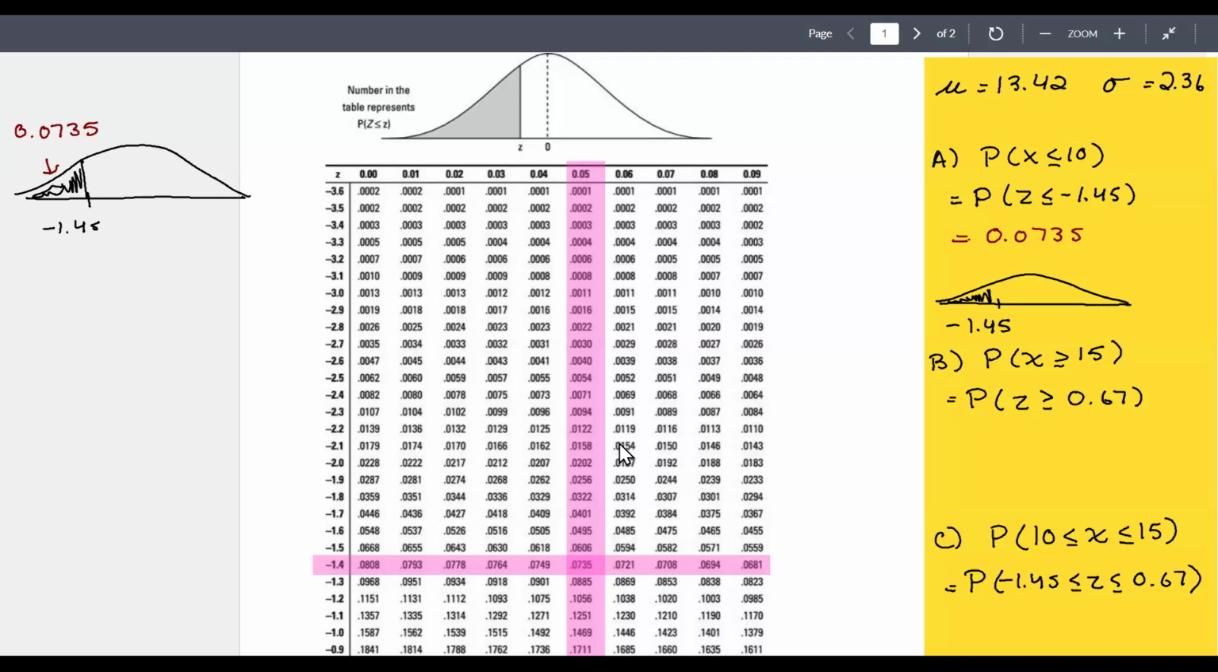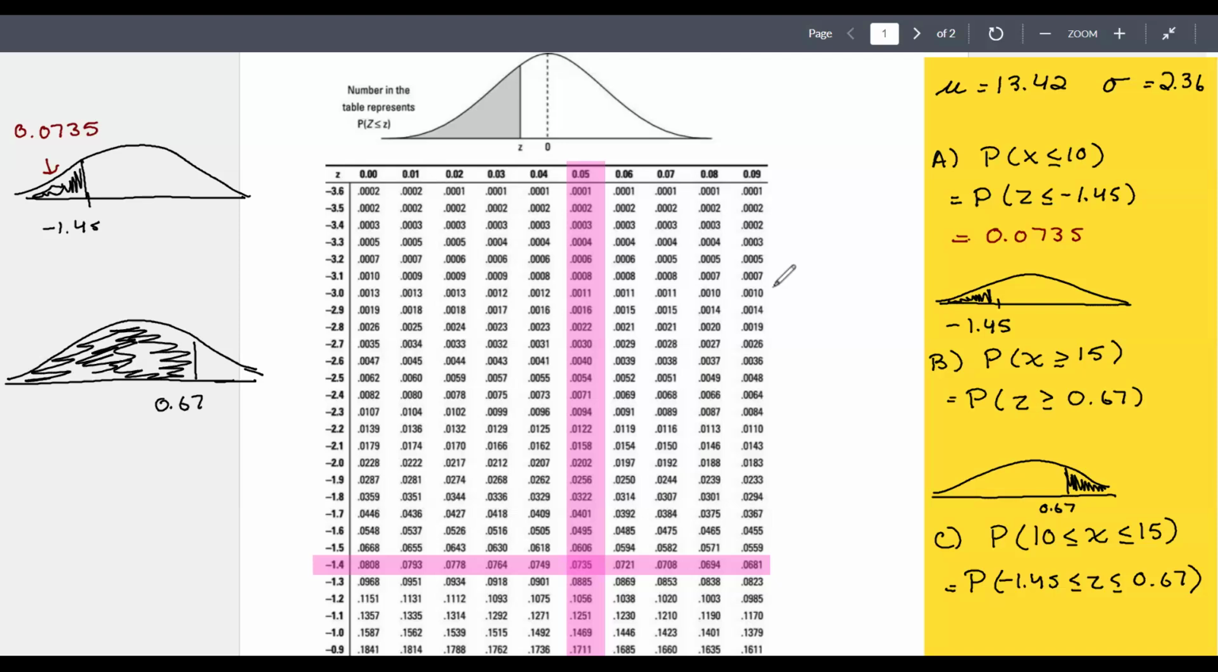Okay, so my next part here, we are looking for the probability that a dog lives longer than 15 years, or the probability that my z-score is greater than 0.67. So we are looking to the right. So we need this area. We know the z-table is actually going to give me this area though. So let's go find that area to the left.